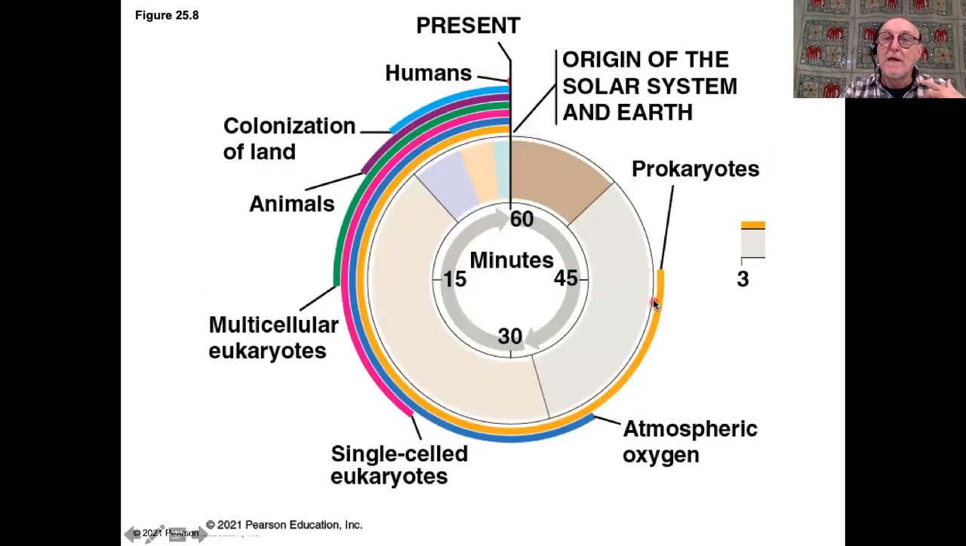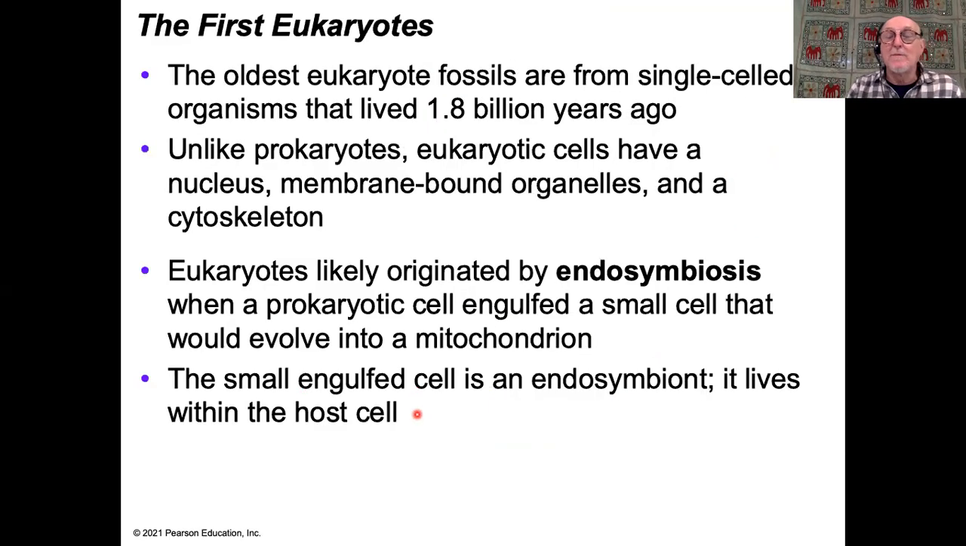Okay, so here we are. This is where we've arrived, about 25 minutes here, where atmospheric oxygen is now beginning to accumulate. Here is the point at which single-celled eukaryotes began to evolve from the prokaryotes. And we believe that those primitive eukaryotes arose from a process of endosymbiosis.